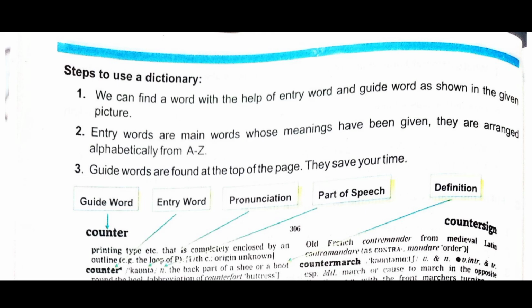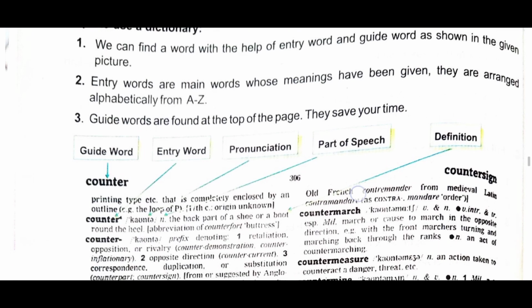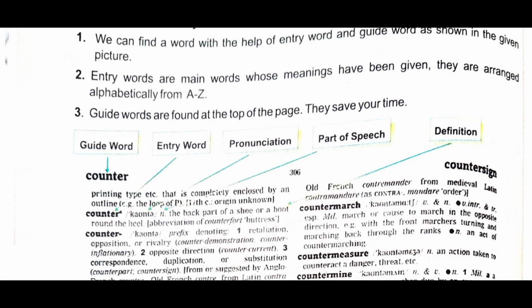And number 2, entry words are main words whose meanings have been given. They are arranged alphabetically from A to Z. Guide words are found at the top of the page. They save your time. For example, guide word counter, entry word counter, pronunciation, and part of speech. What is it? It should be a noun.